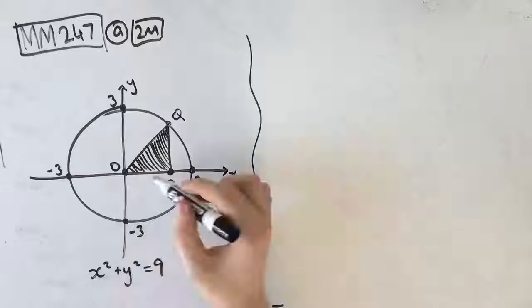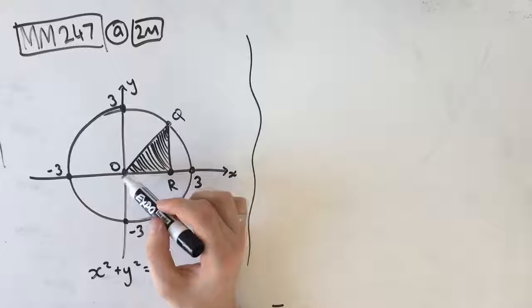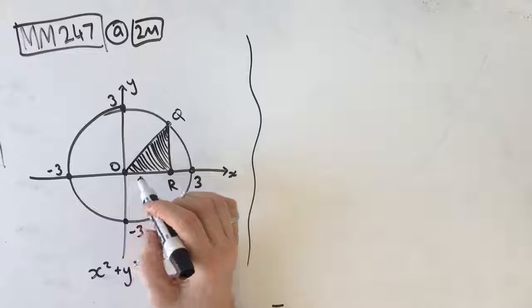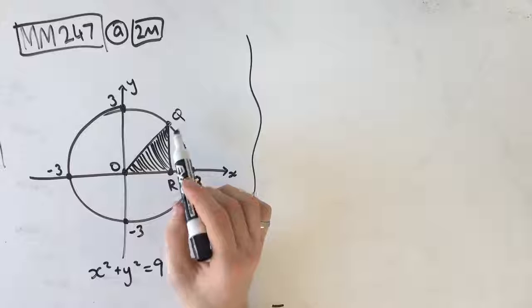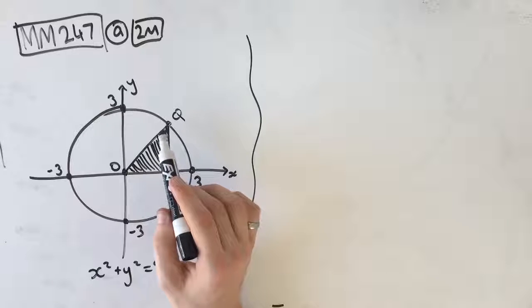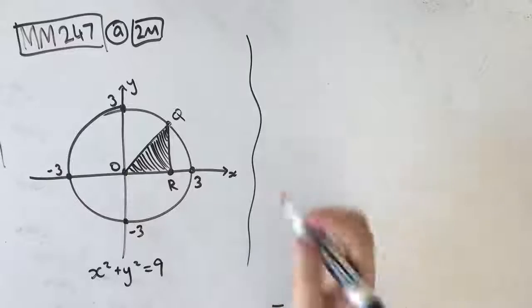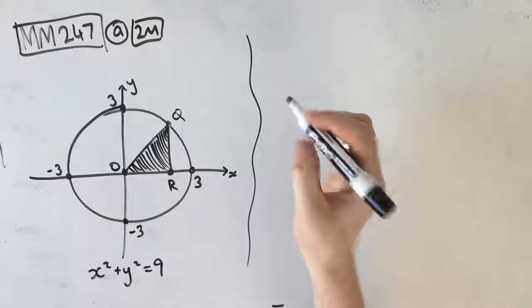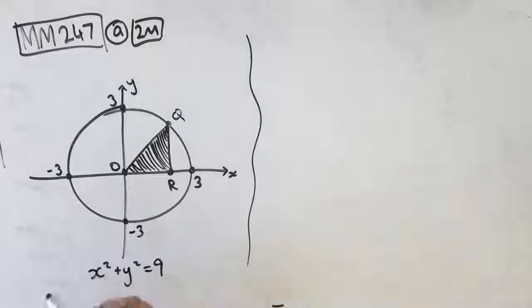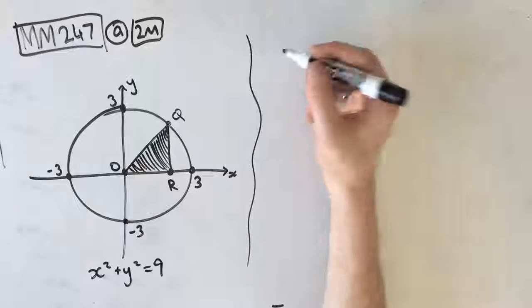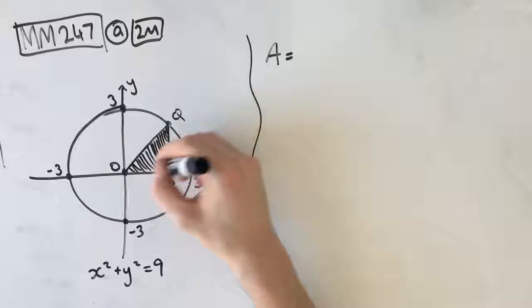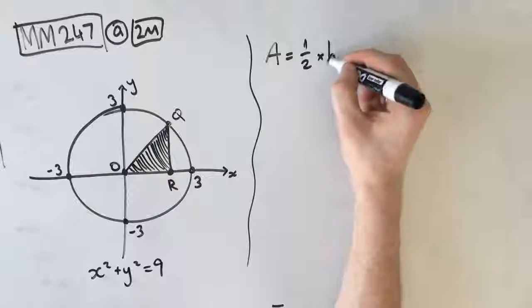The triangle OQR has vertices O at the origin and Q on the graph of x squared plus y squared equals 9, and R on the x-axis. Awesome. So part A is a 2-mark question, and it says find the area A of triangle OQR in terms of x. Awesome. So our area is just a triangle, so half times base times height.